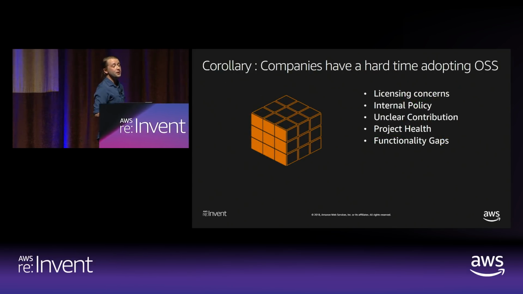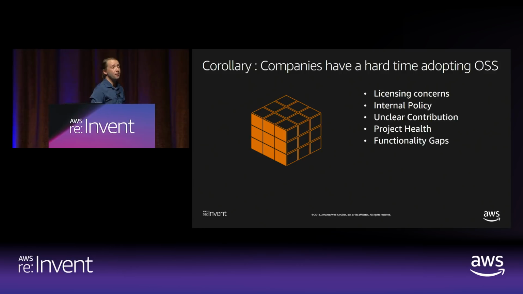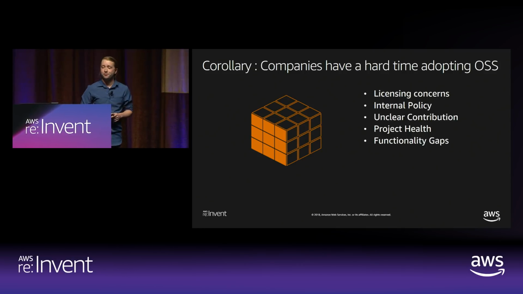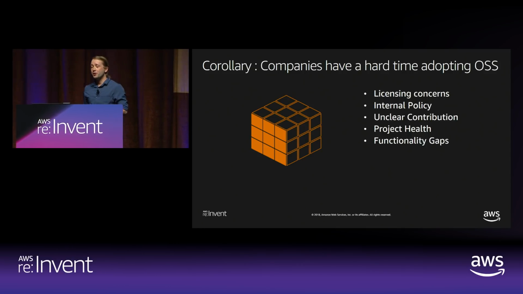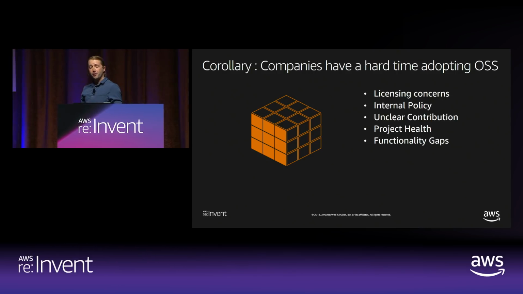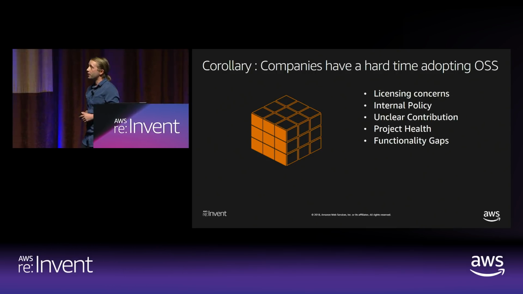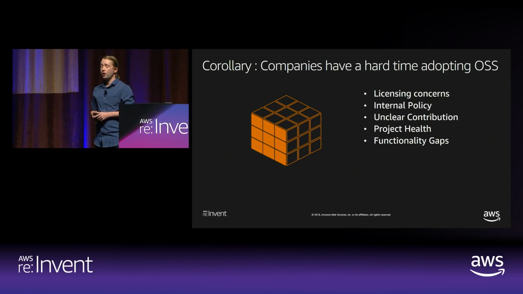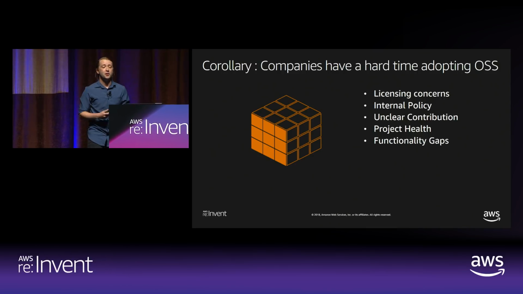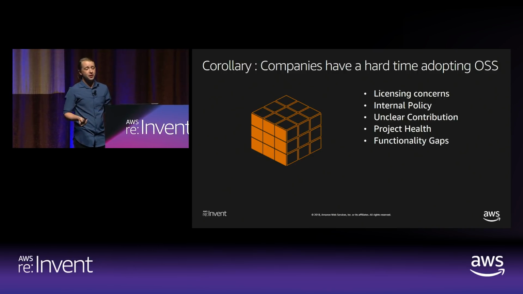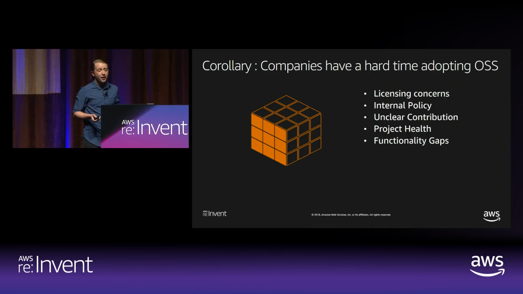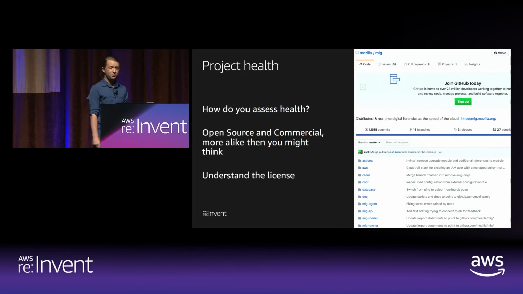The corollary here is that sometimes companies have a hard time adopting open source software. Recently, my boss, Jeff Briner, did a talk where he surveyed a bunch of different companies on their concerns around using open source software. And this was just a few of the themes. So we'd like to clarify how you can address some of these concerns today and give you some examples of open source security software that you could use.